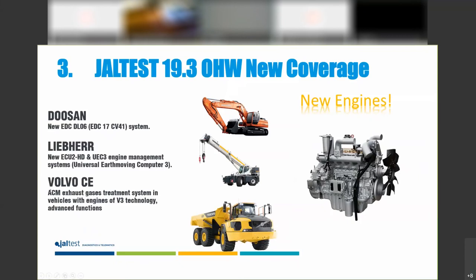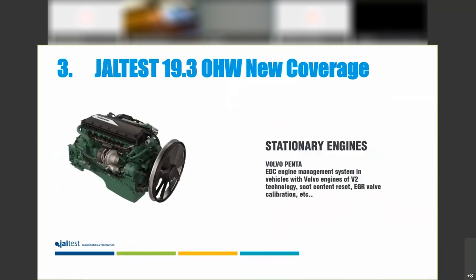And then, as we're saying, the big Volvo machines, they have the exhaust gas treatment systems. And we're talking about V3 and V4 technology. So those are advanced functions. These are going to connect with your OBD2. So no new connectors necessary. Finally, after having five different connectors for Volvo, you're going to be able to go with your OBD2. Okay. And to finish off, the new Volvo Penta EDC engine management system for vehicles with Volvo engines, V2 technology.